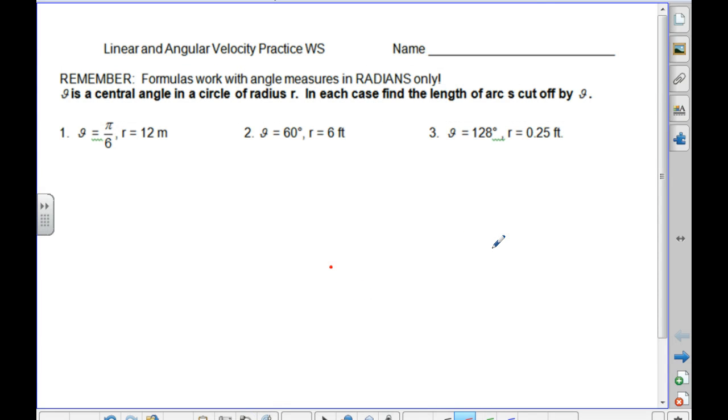All right, guys, I'm going to flip over to this worksheet, and I just want to have you write some formulas. This worksheet is very, very basic. It's just plugging numbers into formulas, so I'm going to tell you what formulas to use, and then you should be able to do this. Does that make sense? The first ones say the formulas work with angular measures in radians only. Find the arc length S when a central angle and a radius are given.